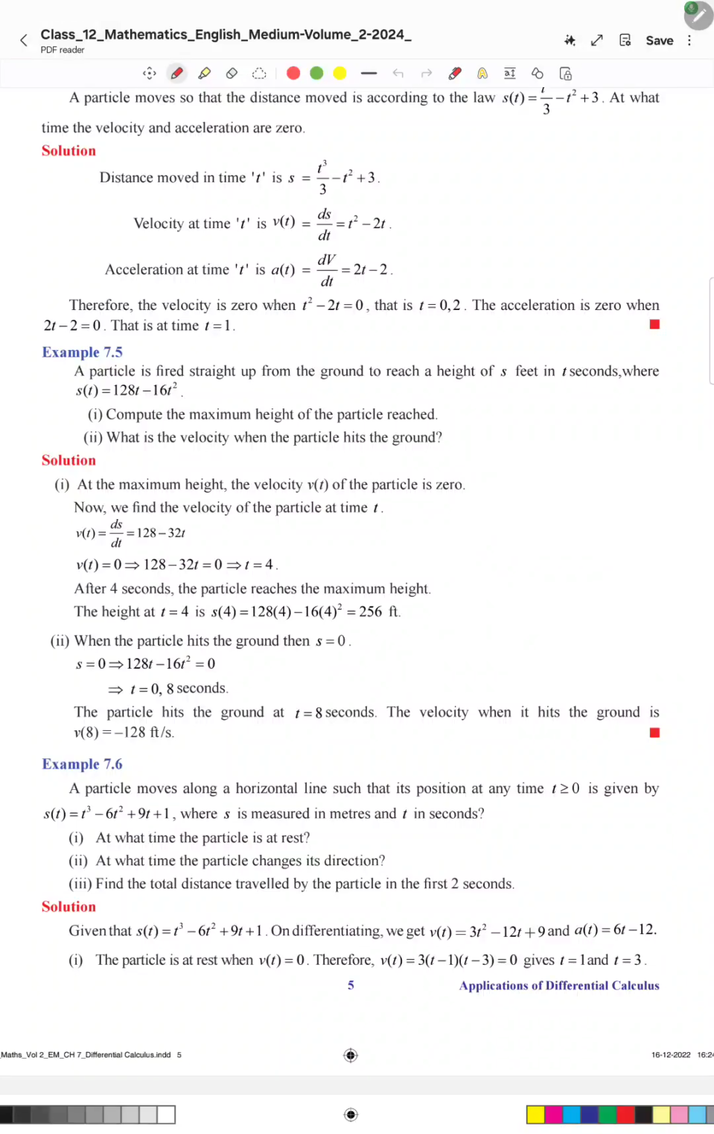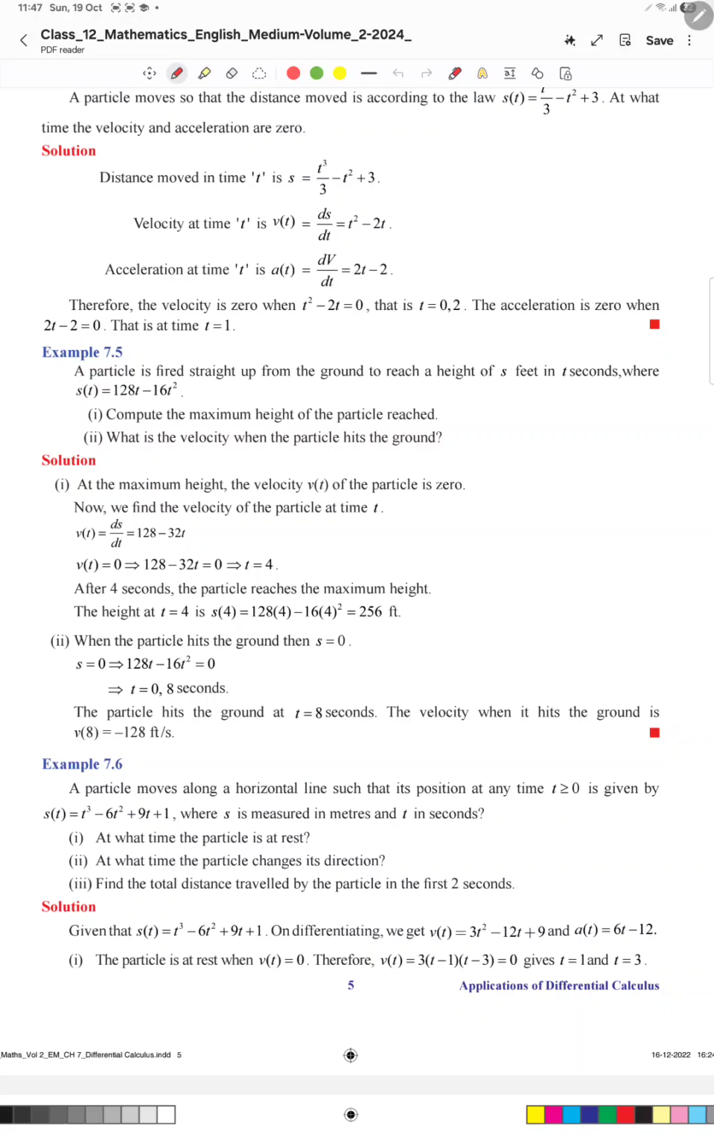Example 7.5. A particle is fired straight up from the ground to reach a height of s feet in t seconds, where s of t is equal to 128t minus 16t squared. Compute the maximum height the particle reaches. What is the velocity when the particle hits the ground?